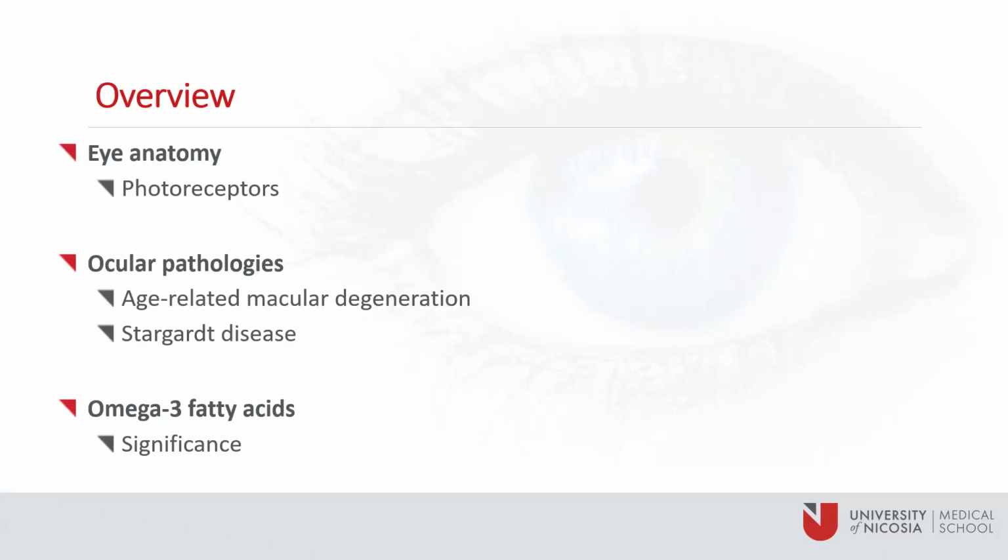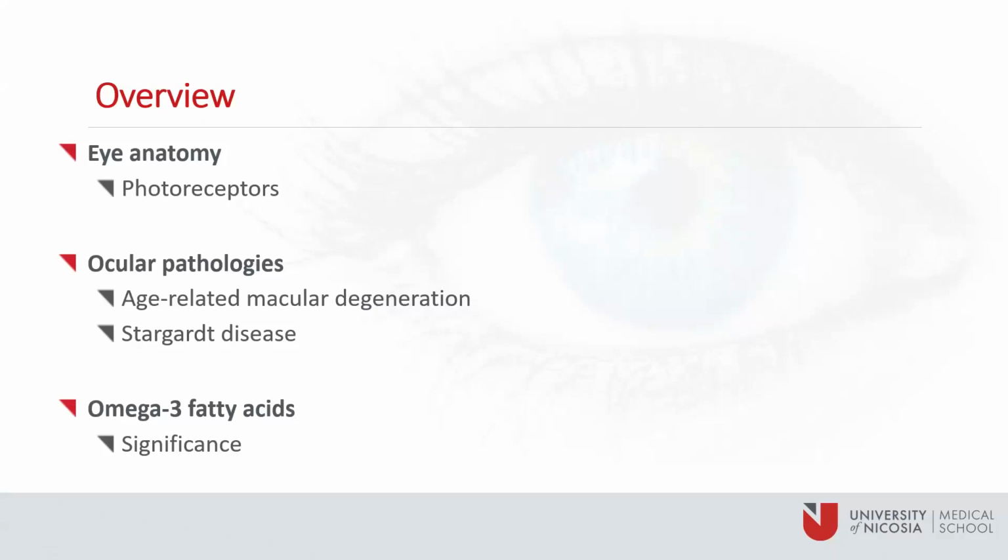This is a genetic condition that presents with symptoms similar to AMD, age-related macular degeneration. In this case, though, this is an inherited condition, and it happens in young individuals. So this is also a condition that is of interest because there is no cure for this type of disease.